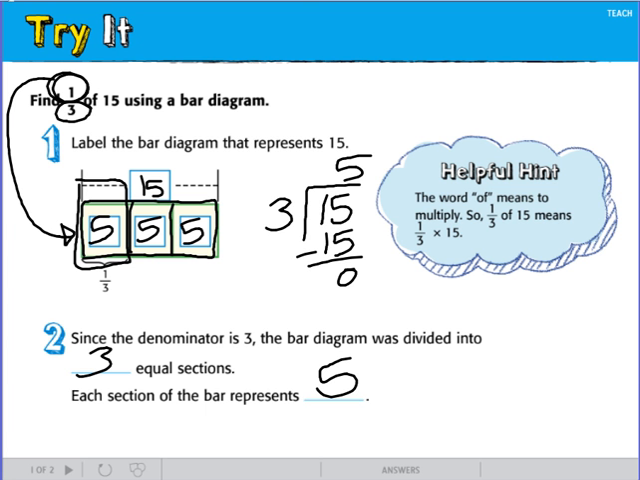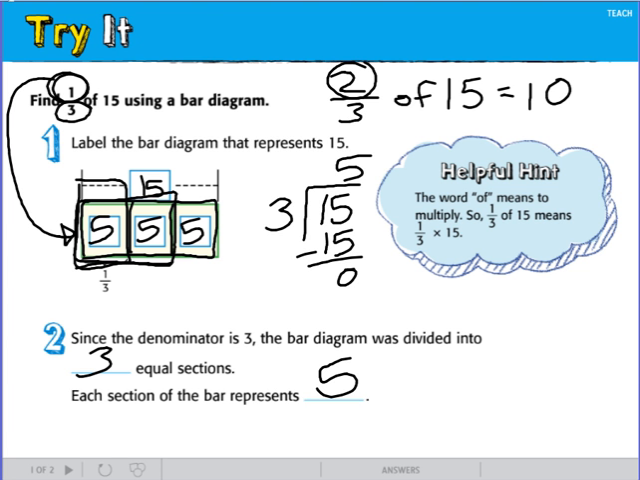So if it was 2, what is it? 10. It's 10 because it's 2 of these squares. So the top number just tells you how many pieces you're going to include. Is that what we're doing today? This is what we're doing today. Oh, that's easy.